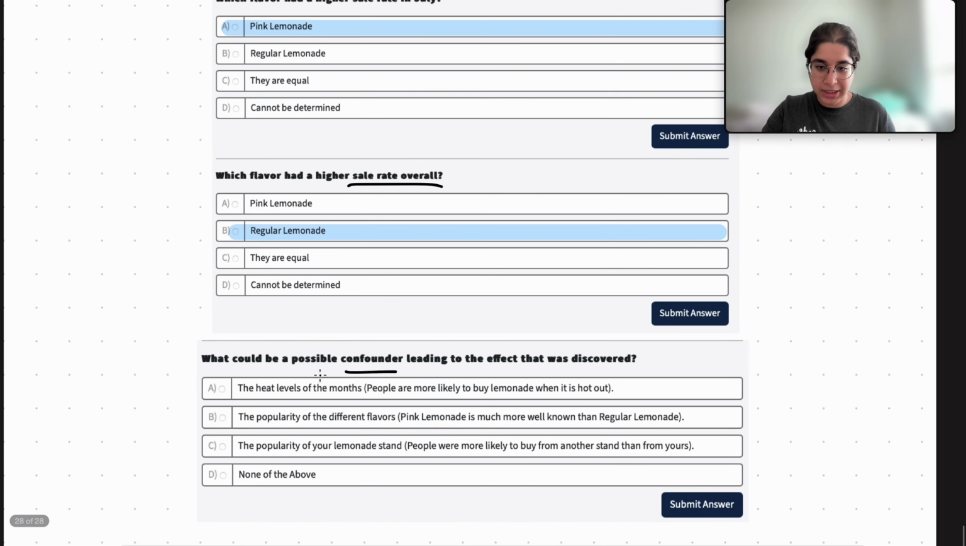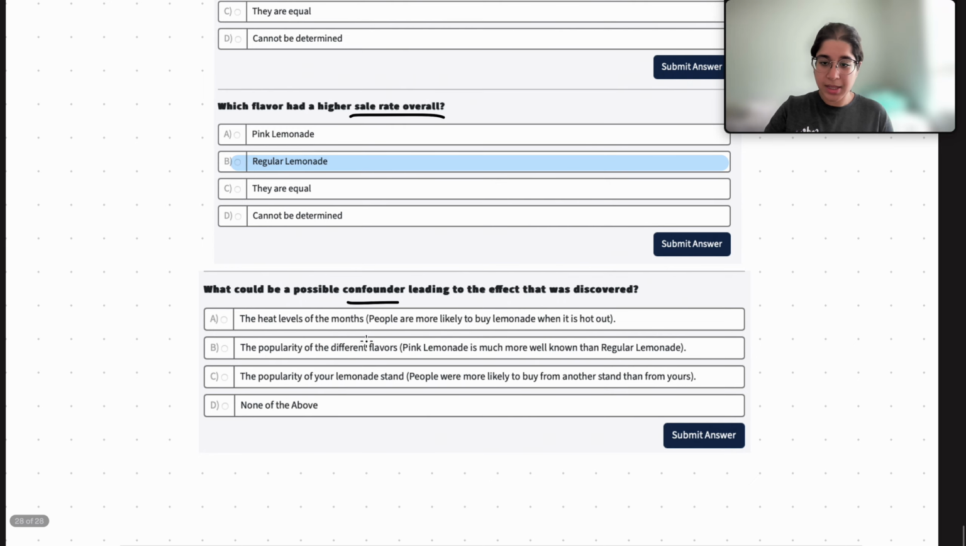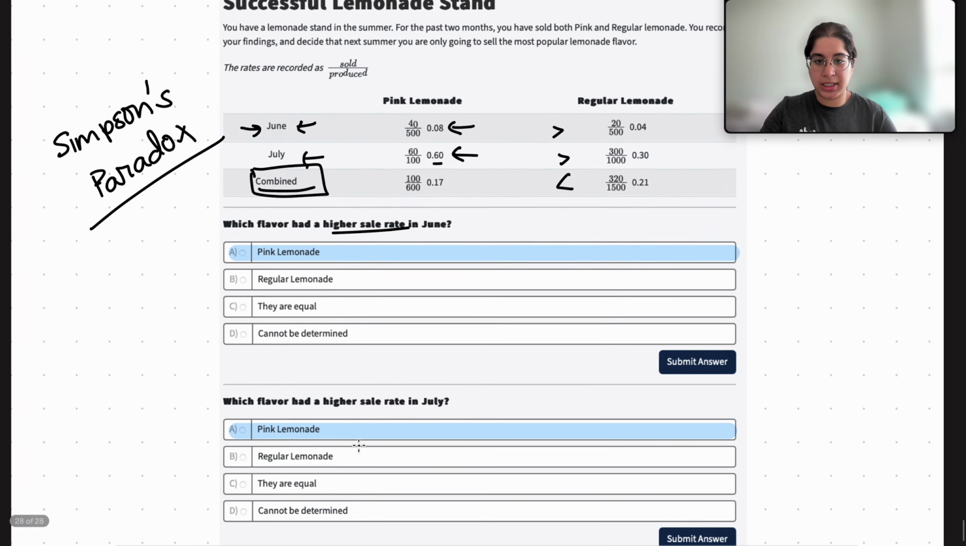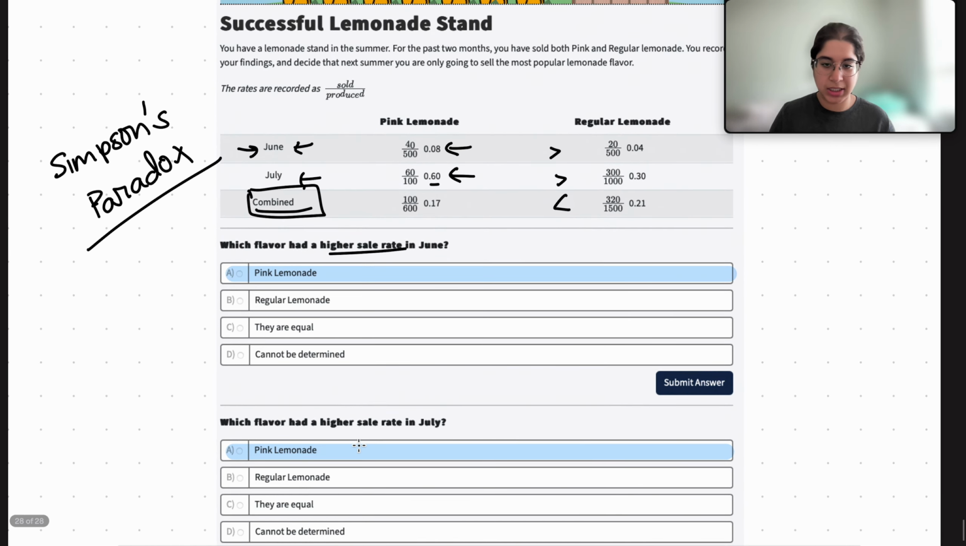So a possible confounder leading to the effect that was discovered, let's go ahead and read the answer choices. A says the heat levels of the months, B says the popularity of different flavors, C is the popularity of your lemonade stand, and D is none of the above. So let's go ahead and actually look at this data to see why this paradox has occurred. Why are there different trends when we look at each month individually, but a reversal of that trend when we combine the sales for the months?